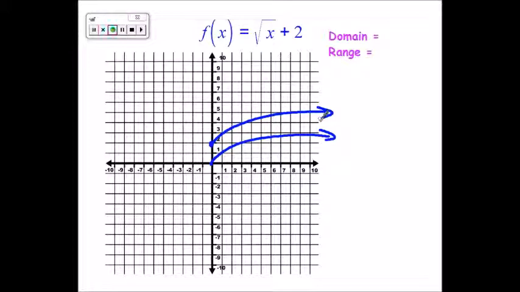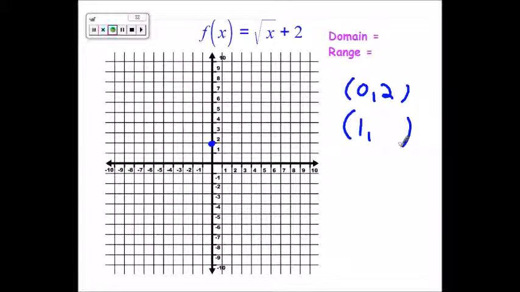But that's a little bit sloppy, so we'll do it a little bit better. Okay? So I know that my starting point is going to be here, because when x is 0, the square root of 0 is 0, plus 2 is 2. So 0, 2 is my first point. My next perfect square is 1. The square root of 1 is 1, plus 2 is 3. So I'm going to have the point 1, 3.